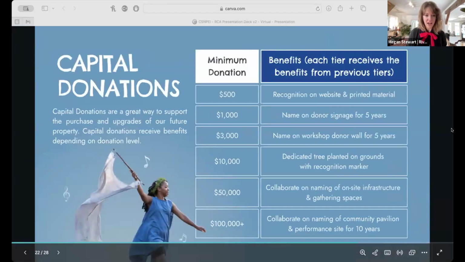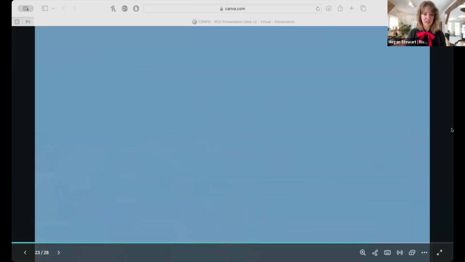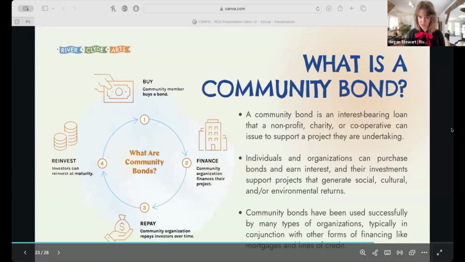This is a breakdown of capital donations and what kinds of benefits could emerge for different levels of donations. And then there's the community bond. As Amir talked about, the community bond is an interest-bearing loan that a nonprofit, charity, or cooperative can issue to support a project they are undertaking. Both individuals and organizations can purchase bonds and earn interest. And those investments then support getting those projects off the ground.